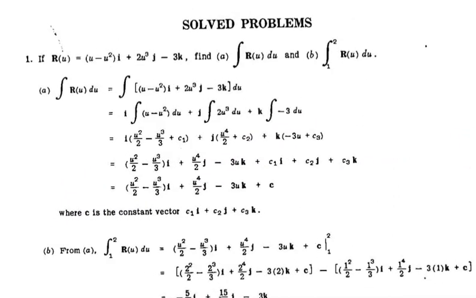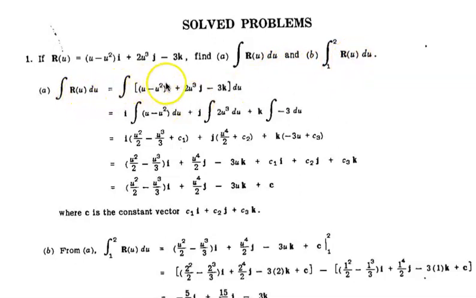In this first problem that we have here, the function R is given as some function of u, with the x component, or the i component, the j component, and the k component. So find this indefinite integral in part a, and then in part b find this particular definite integral. All right, so here we go.